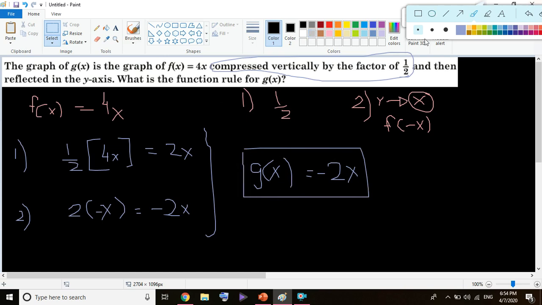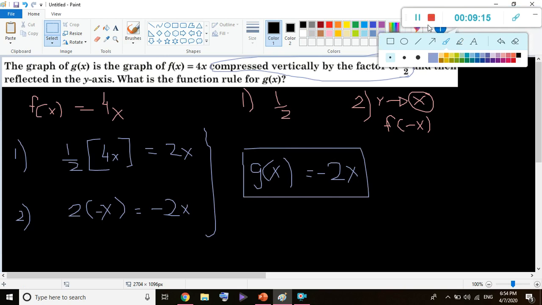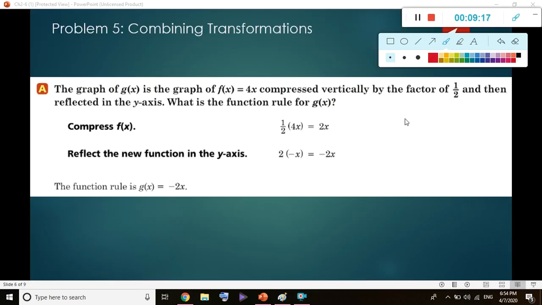Okay, so we did it one by one. Now let's check our answer together. First of all, they started with the compression here: half times 4x. So this is the first step we did. Yes, that's right. Reflect the new function in the y-axis. So we're going to reflect the x itself and change its sign, so it's going to be negative 2x. The function rule g of x equals negative 2x, which is correct.